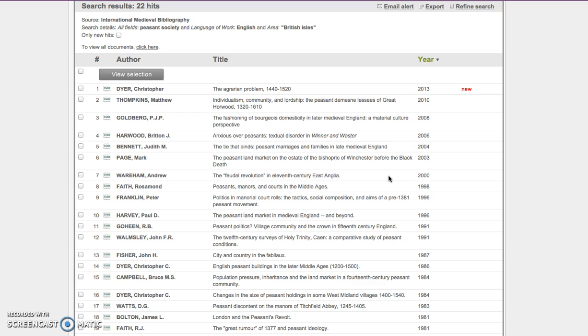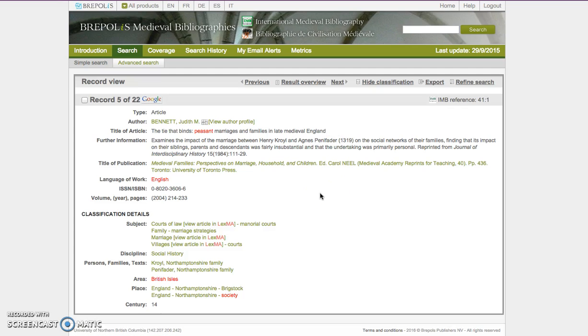So one of the things that came up when we were looking at the primary sources that I chose for my paper on peasant society was the discussion of marriages and having to pay a fine to get married or get a license to marry. So here's an article that looks at peasant marriages and families in late medieval England, and my sources are from the 13th century, so that can be considered the late medieval period. So let's click on that and see what I find here.